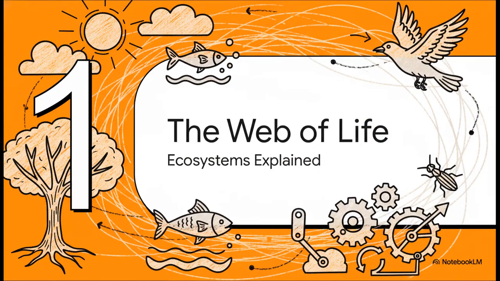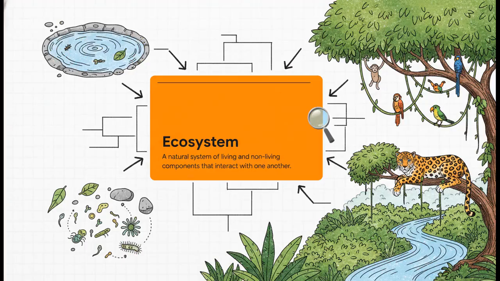plays out. And that stage, well, that's what we call an ecosystem. Now, it's a word we hear all the time. But what does it actually mean? What are the essential moving parts? So what is an ecosystem really? At its heart, it's basically any community where living things are interacting with their non-living environment.